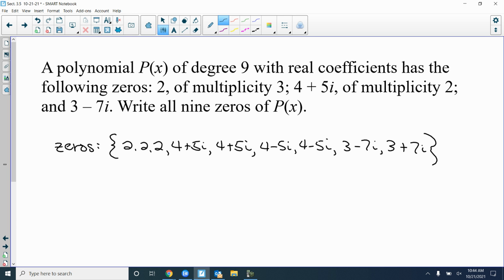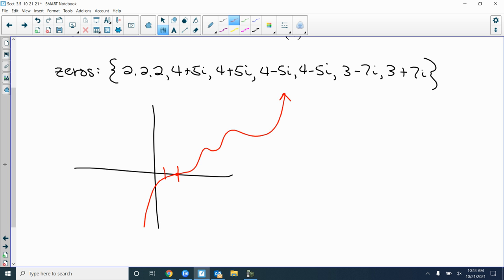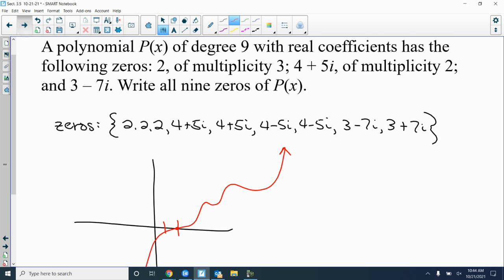Once. We're at 2 because it has a multiplicity of 3, but what would happen there? There'd be a bend. Okay, I don't know what it looks like. It would come through there, it would bend, and you might have some other things going on away from the x-axis, but it would not actually come back down and hit the x-axis. Okay, so 9th degree, you'd have some different things going on.